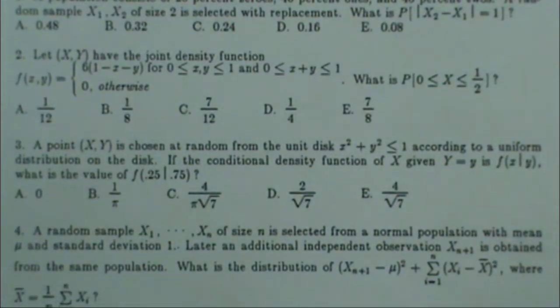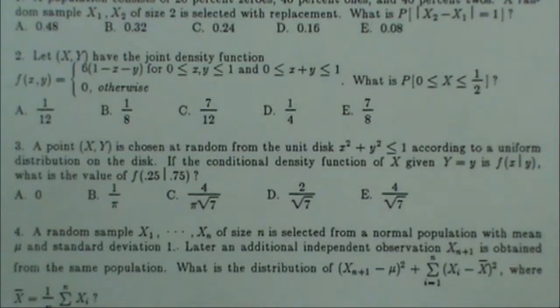Problem number 3. A point x, y is chosen at random from the unit disk x squared plus y squared less than or equal to 1, according to a uniform distribution on that disk. If the conditional density function of x given y equal to little y is f of x given y, what is the value of f of 0.25 given 0.75?